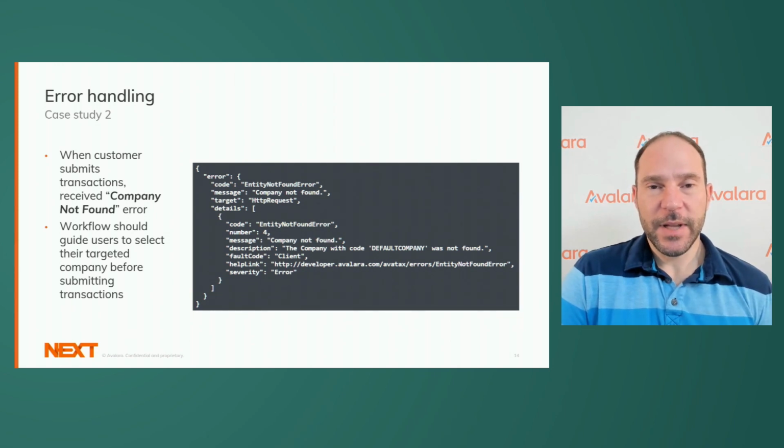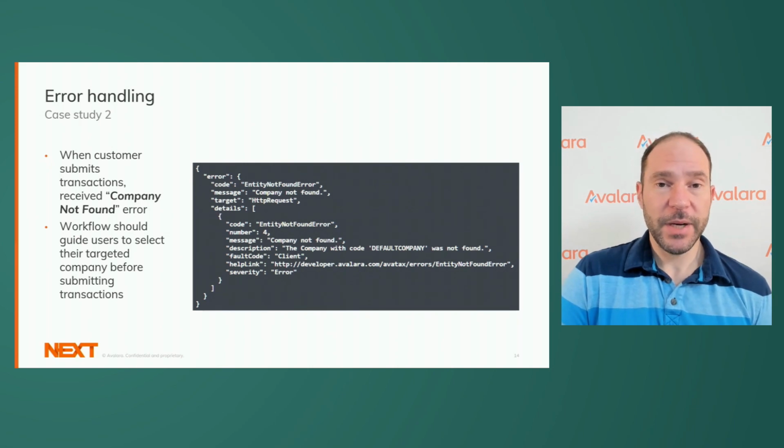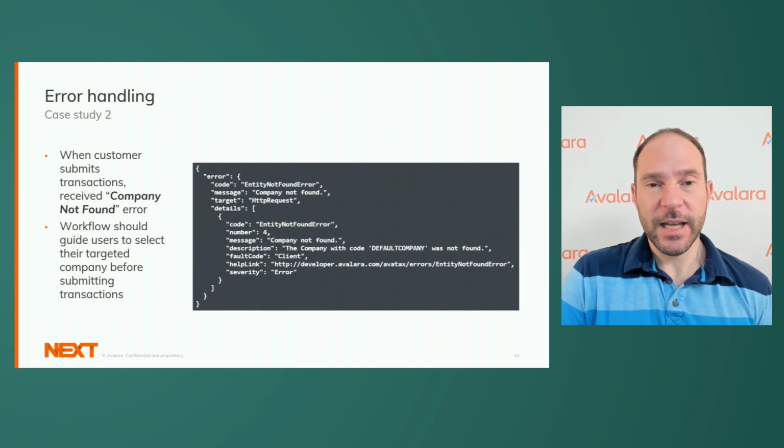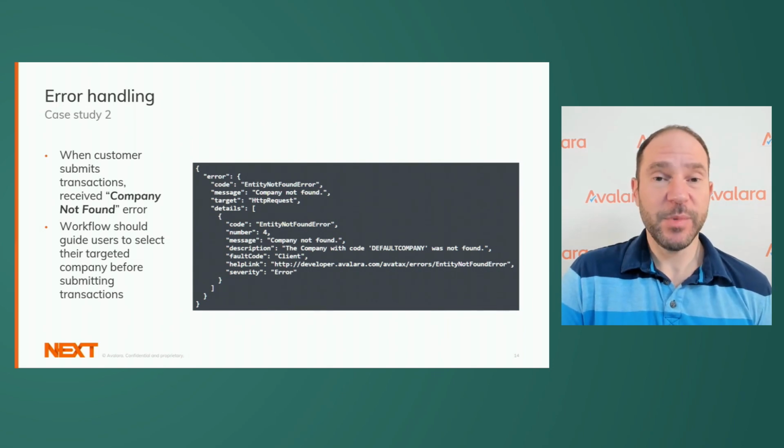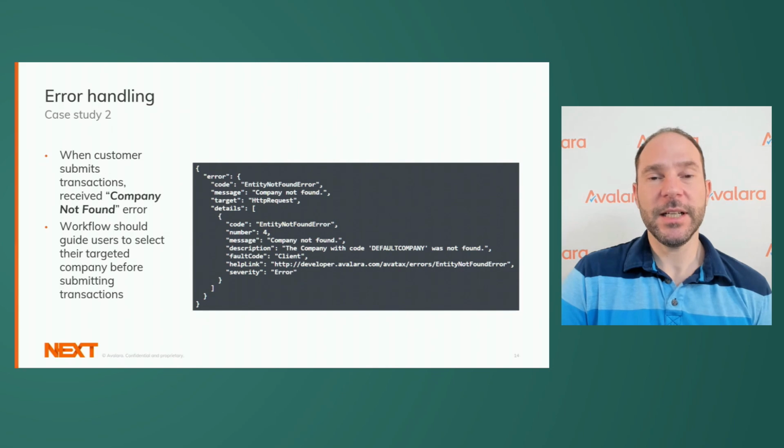The next one that I'll talk about is an integrator got an entity not found error. And this was happening because users were typing in the wrong company code. And in order to solve this, this integrator used the list companies API to look up what company codes this user had access to, and then listed them in a dropdown. And so that way the user can't type the wrong code. And if the user only has access to one company, you could even get rid of the drop-down list altogether and save them time and make the integration less error-prone.